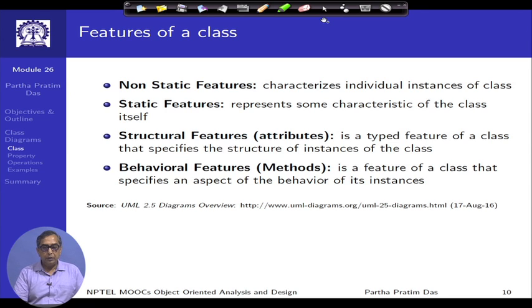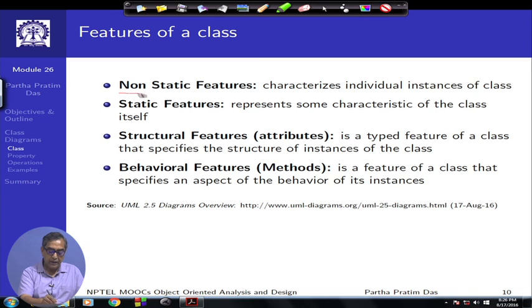Now, before we can start the representation of classes, let us remind ourselves of the major features of a class. A class has non-static features, that is, where every object instance of a class will have these features. So, these are called non-static features. We have static features, where some characteristic, which may be a property or operation, is a characteristic of the class itself, not of the specific objects.